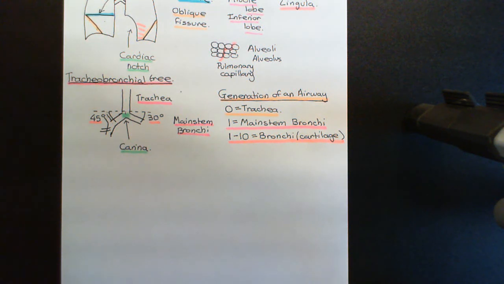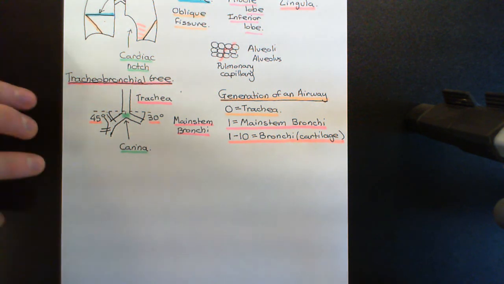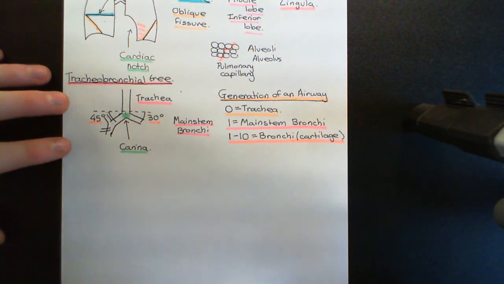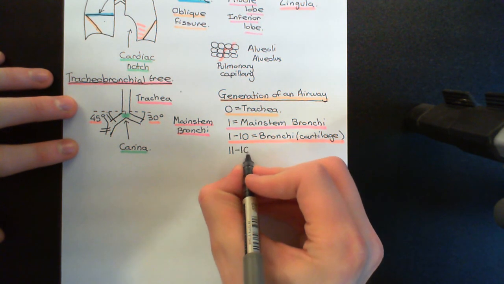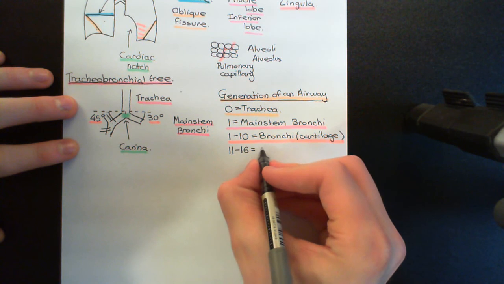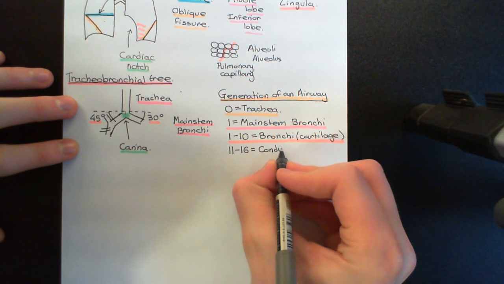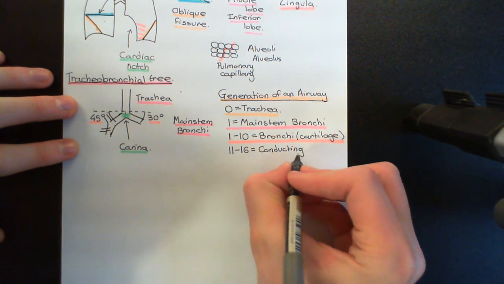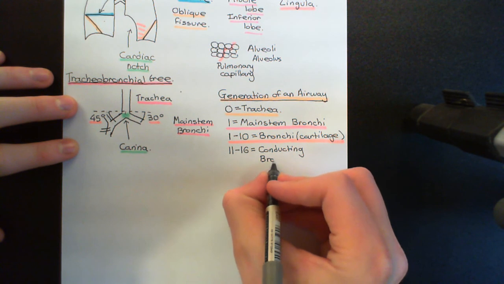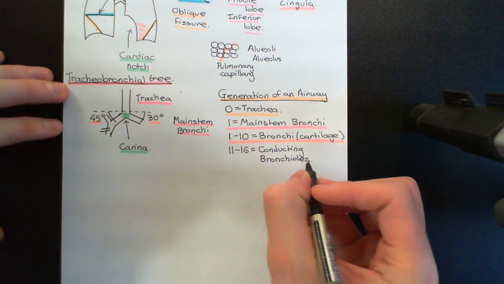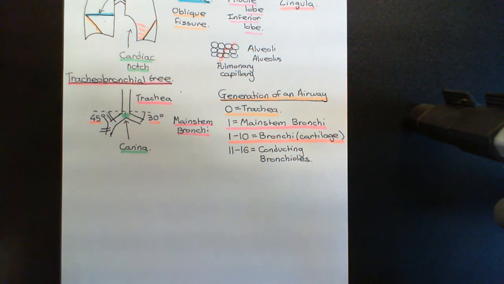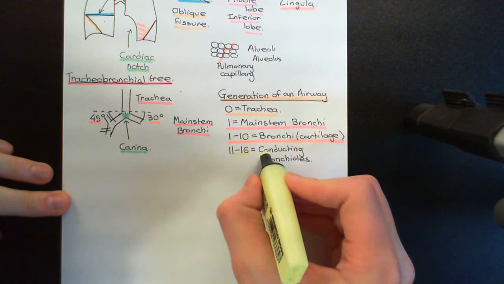So, generation 1 to 10 airways, those are what we know as bronchi, and they have cartilage in the outer portion of their vessel wall. Now, generation 11 to generation 16 airways are known as the conducting bronchioles. Okay, so we will have a different type of bronchiole as well. Generation 17 to generation 19 are what are known as respiratory bronchioles. But we're going to firstly start off with conducting bronchioles, and we'll see the difference between conducting bronchioles and respiratory bronchioles in just a moment.